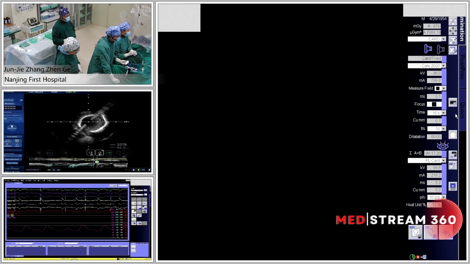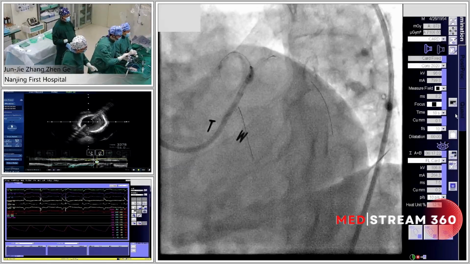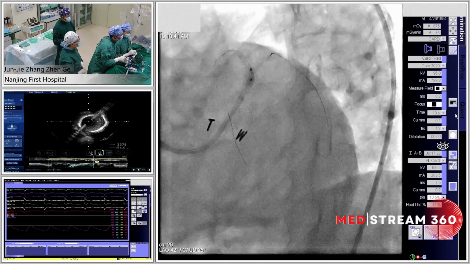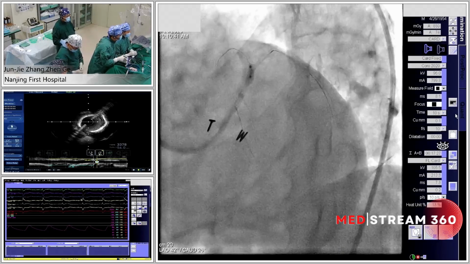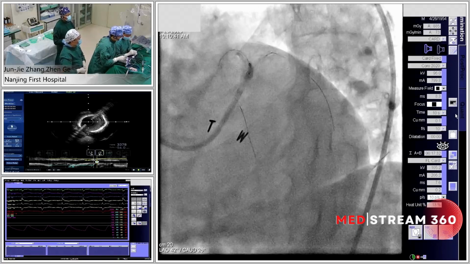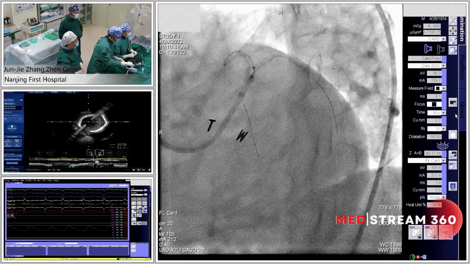Now the T-wave balloon started to work. Automatically the machine starts to give the shockwave energy. This first round is done, and the balloon inflation is 6 atmospheres, and we can check the balloon to show the expansion. The patient's hemodynamics are now stable.